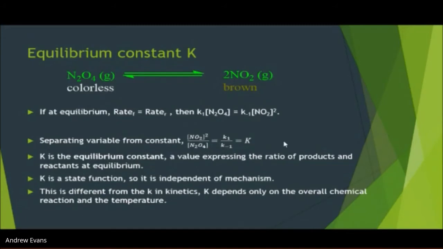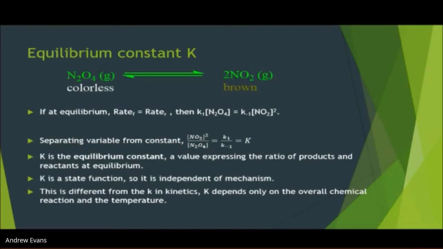The big K is all about looking at the ratio of the products to the reactants. K is what's called a state function, which is, once again, one of those really weird things, like those we looked at when we saw capital H in enthalpy. A state function is independent of the mechanism.